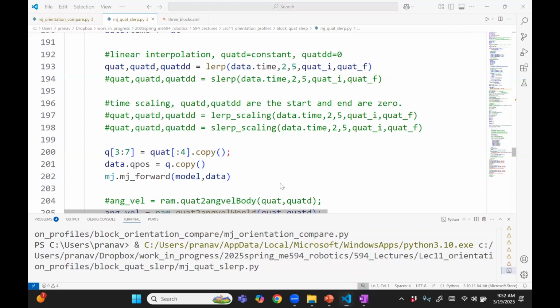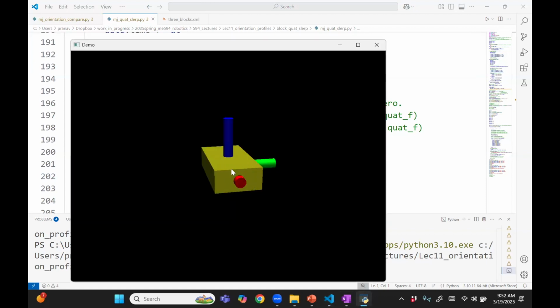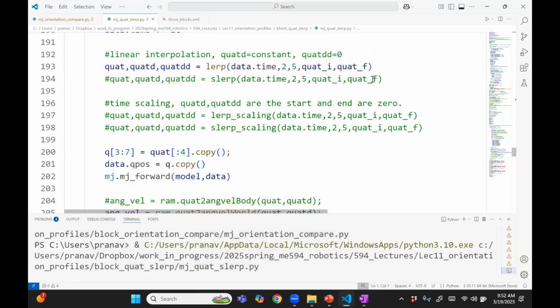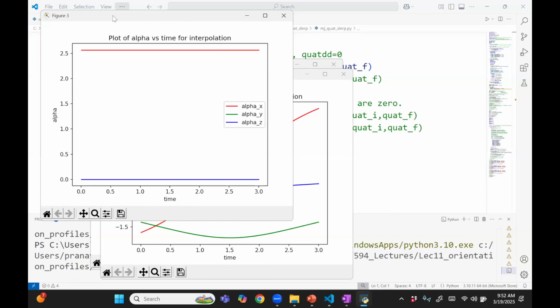You're going to see 2 blocks. The initial position is this, and then the final position. So the light yellow is the initial position, the dark yellow or the opaque one is the final position. Okay, so that's that. And then these are some plots.